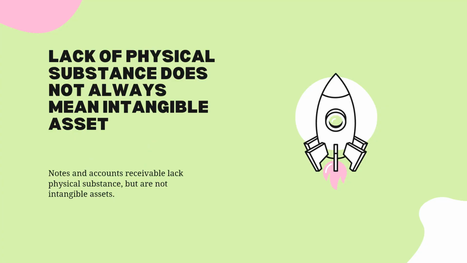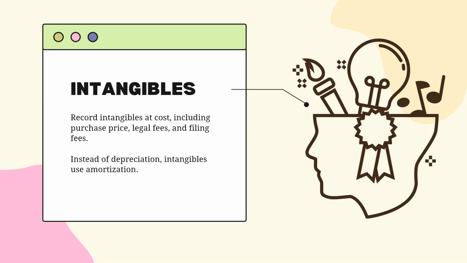An important thing to note is that the lack of physical substance does not always mean that an asset is an intangible asset. Notes and accounts receivable lack physical substance, but they're not considered intangible assets. For intangibles, we will record them at cost, including the purchase price, legal fees, and filing fees. Instead of depreciation, intangibles use amortization.